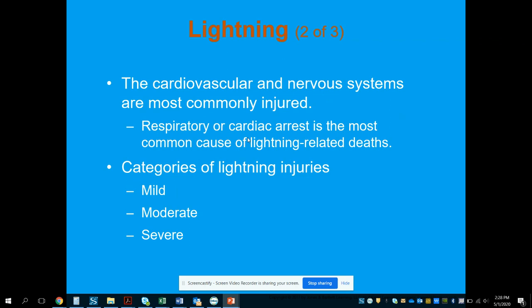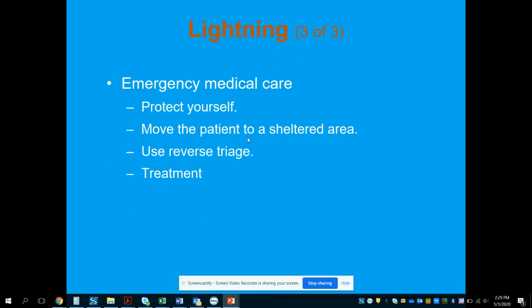The cardiovascular and nervous systems are most commonly injured with lightning strikes, so respiratory or cardiac arrest is the most common cause of lightning-related deaths. And so lightning injuries could be mild, moderate, or severe.